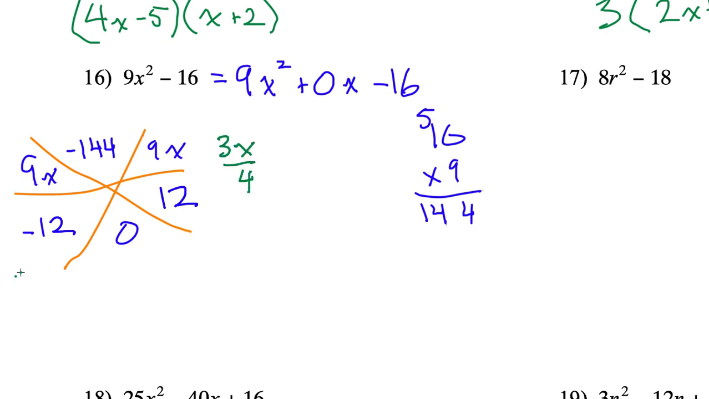I ran out of room. I'm going to do it down here. 3x over negative 4. And that is the final answer, right? It's 3x minus 4 times the quantity of 3x plus 4.